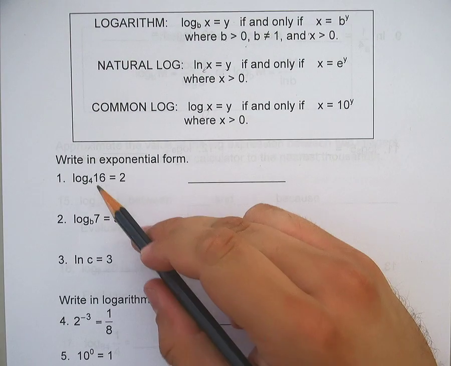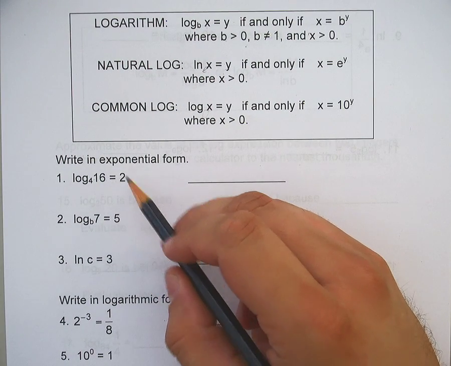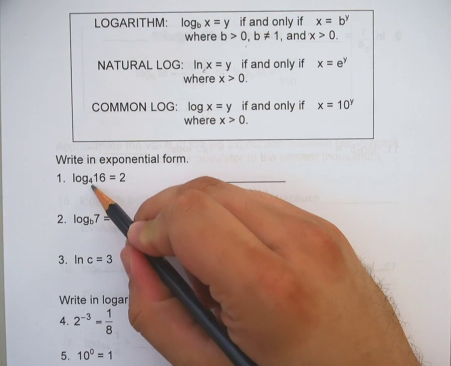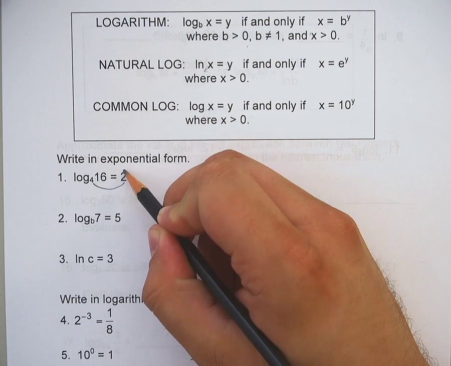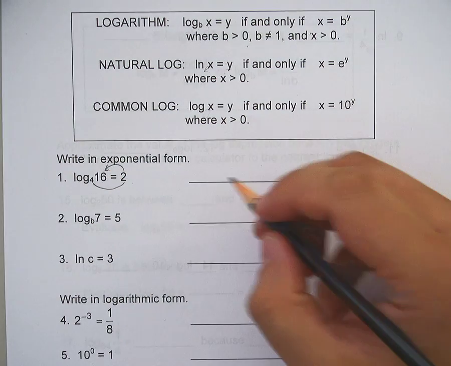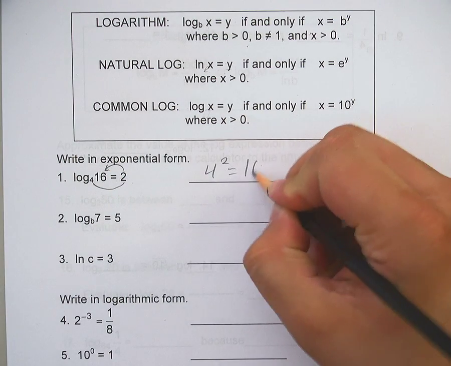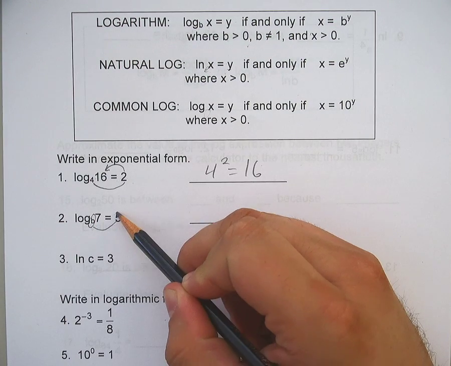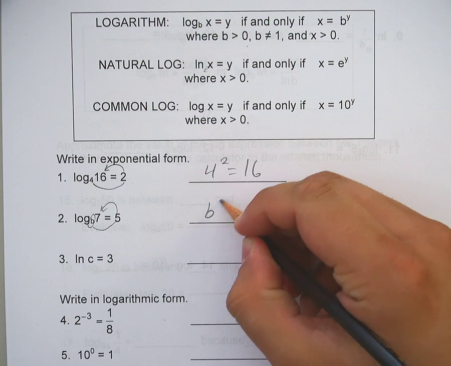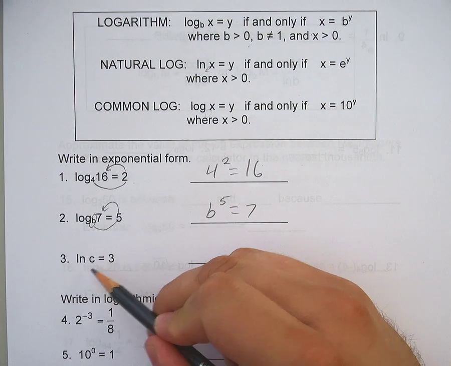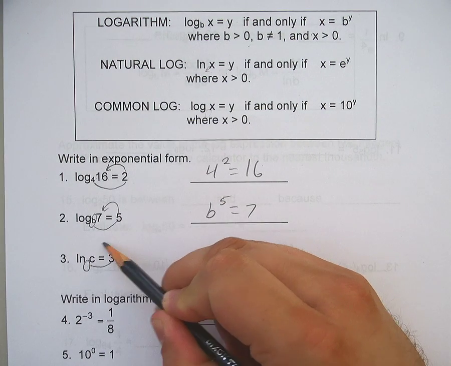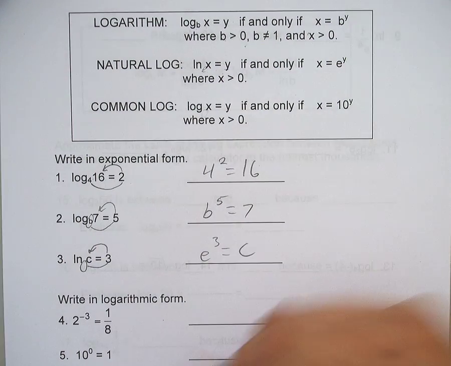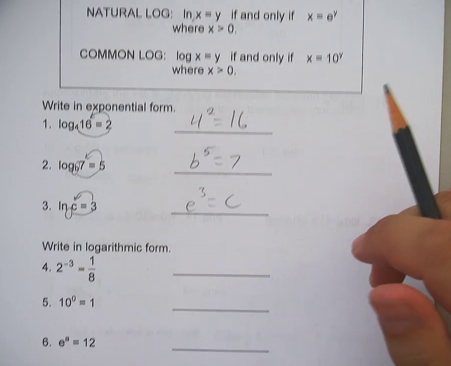So log base 4 of 16 equals 2. Write it in exponential form. That means that 4 squared is 16. Kind of in a circle here. Next, log base b of 7 equals 5 means b to the 5 is 7. And log base e of c equals 3 means e to the 3 equals c. So if you follow that kind of circular pattern, it's pretty simple to write.